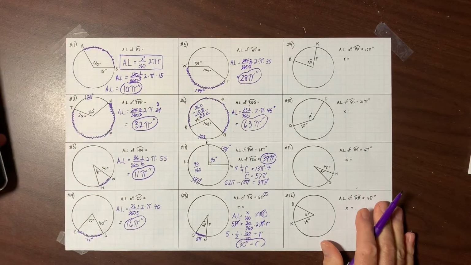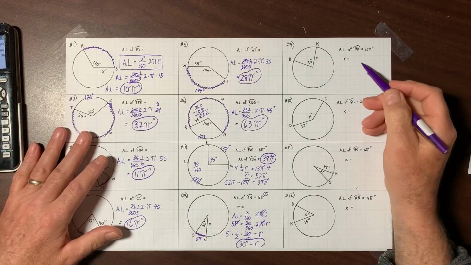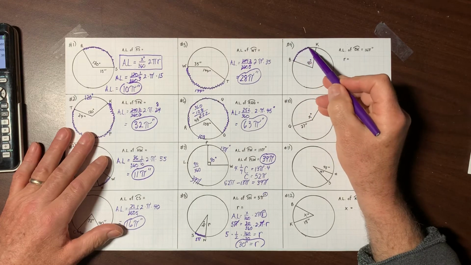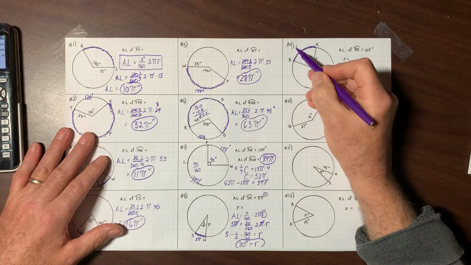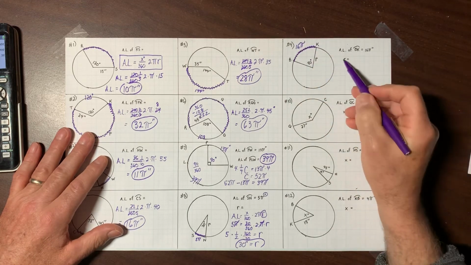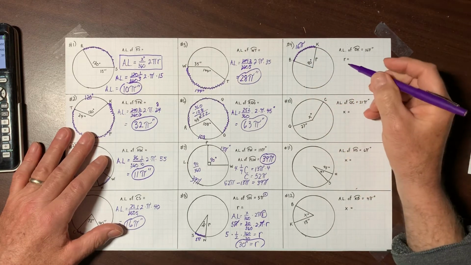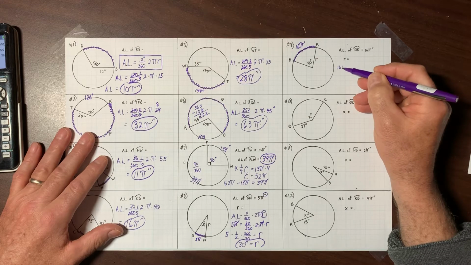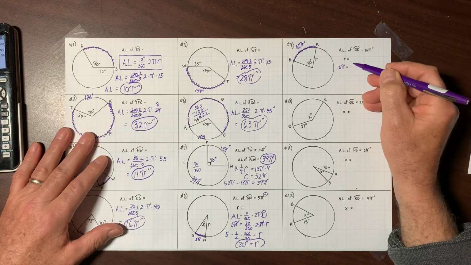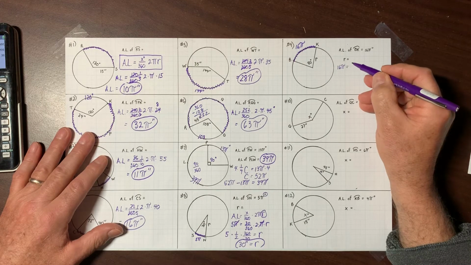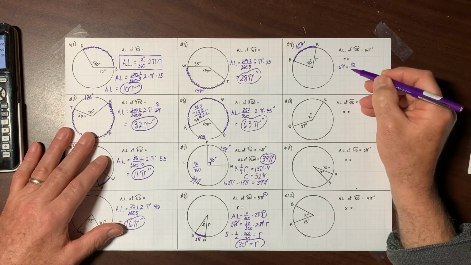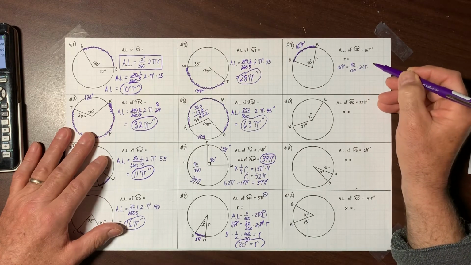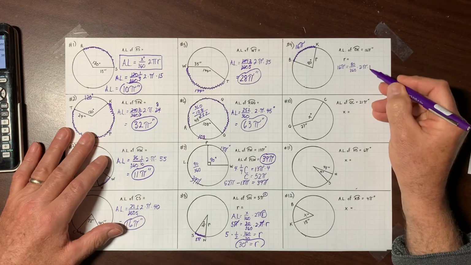Let's look at number 9. In number 9, we have a similar type problem. We know the arc length from B to K, which is an 80-degree arc, has a length of 16 pi inches. What we don't know is the radius. So I'm going to plug into my arc length formula. Arc length, which is 16 pi, equals the degree measure of that arc, which is 80, divided by 360, times 2, times pi, times the radius of the circle, which we don't know, so I'm just going to put down r.